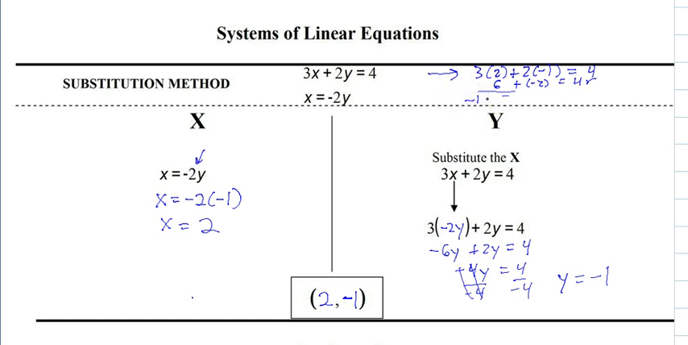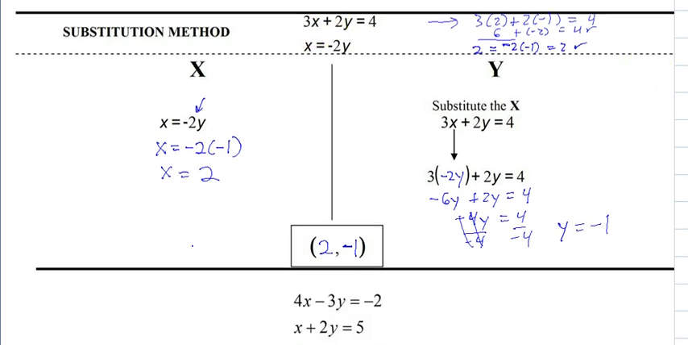Negative 1, one more time, 2 equals negative 2 times negative 1, which is 2. So that checks as well. And we know our solution is correct. So that's what we're looking for, an x and y value that make both of these equations true.